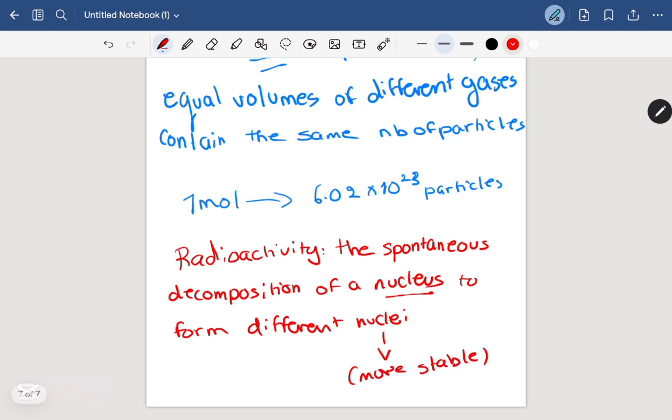So why would a radioactive substance decompose? It would decompose, okay, because it's unstable. It cannot exist in nature. Since it cannot exist in nature, it will need to decompose. We call this process radioactivity. So the nucleus itself will become smaller or different nuclei, which are more stable.